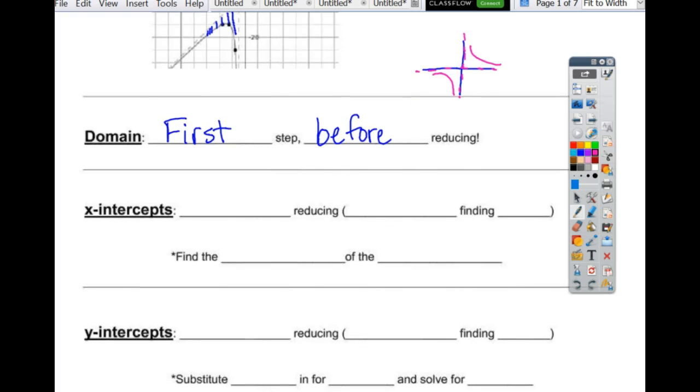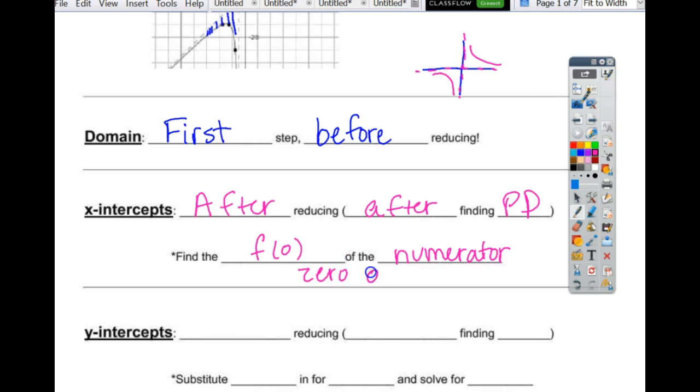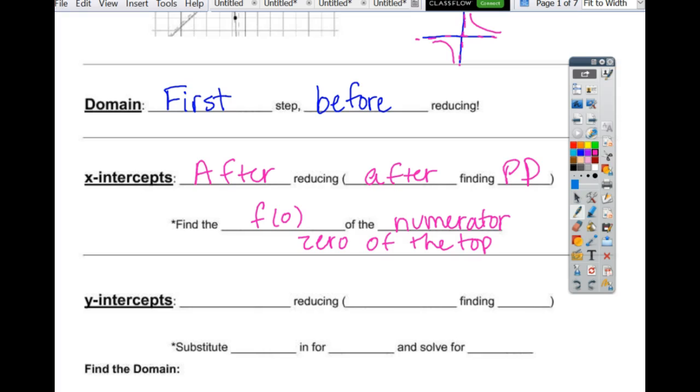So the x-intercepts we did yesterday, we're going to do this after reducing and after finding the point discontinuity. And this is the f of 0 of the numerator. So it's the 0 of the top. The y-intercept we're going to find after reducing, after finding the point discontinuity. We're going to substitute 0 in for x, and we're going to solve for y.